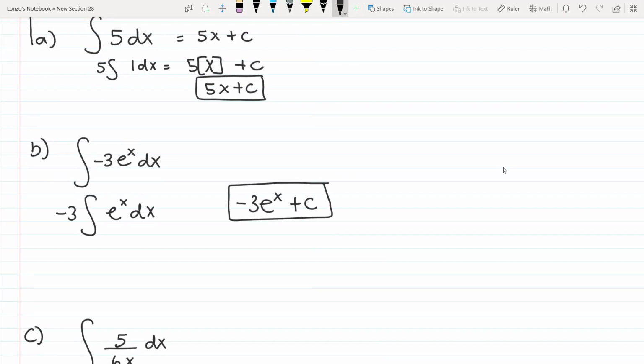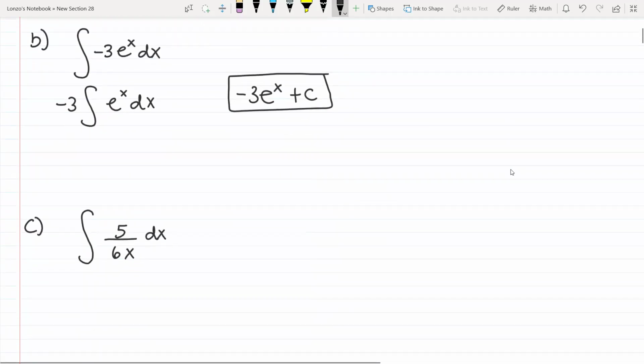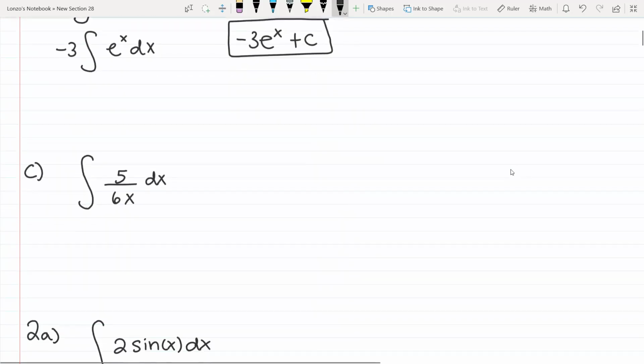And don't forget the plus c. I think they're all unbounded. All of these examples are unbounded.